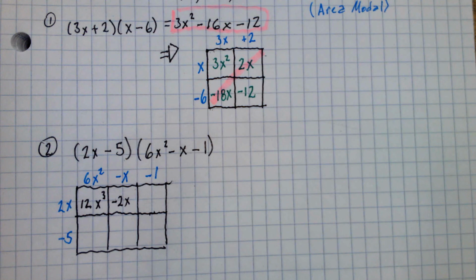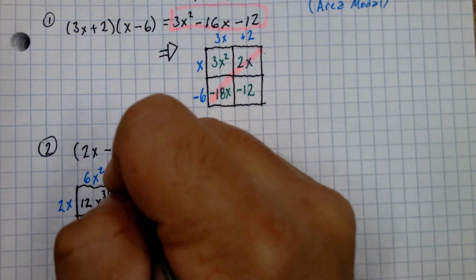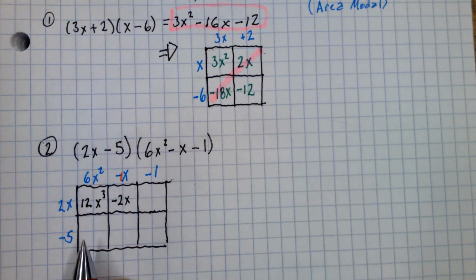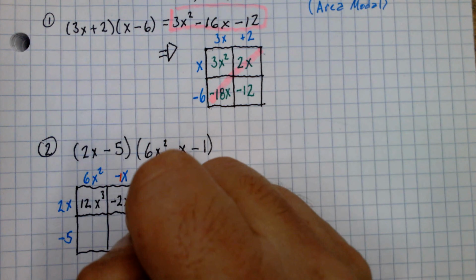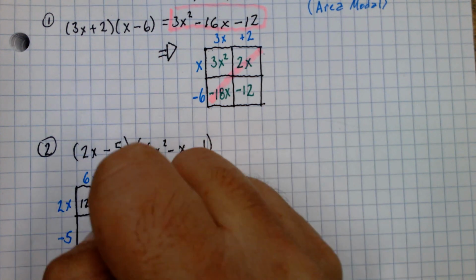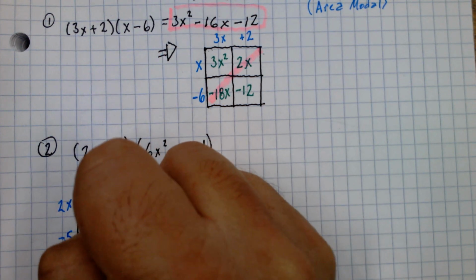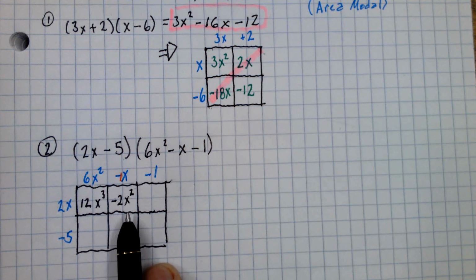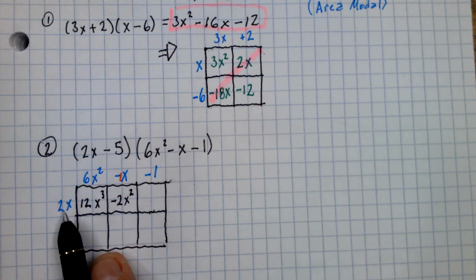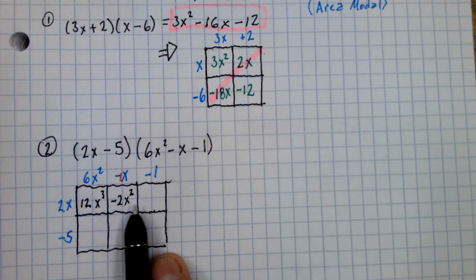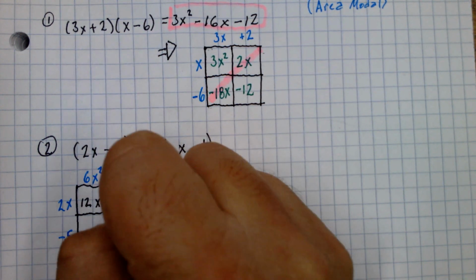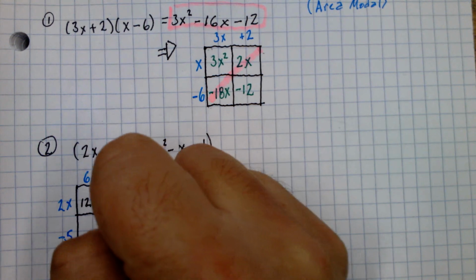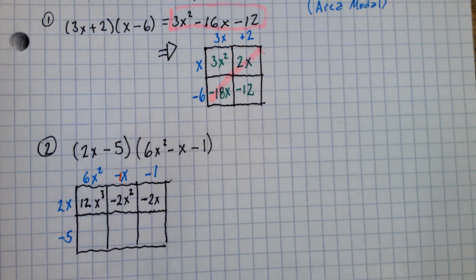Remembering this is really just a negative 1. Okay, so now we're going to multiply 2x times negative 1. How much is that? Oh, sorry, this is negative 2x squared. Yeah, 2x times negative x is negative 2x squared. What's 2x times negative 1? Negative 2x. So we're done with that row.